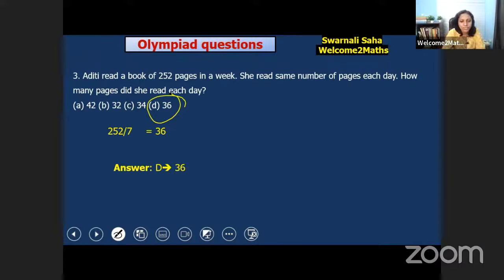Very good. It's 36. Division. We have to divide 252 by 7 and it's option D. Very good. All of you have done correct.